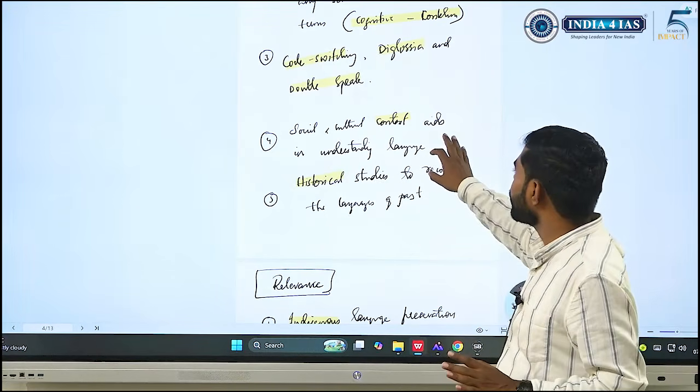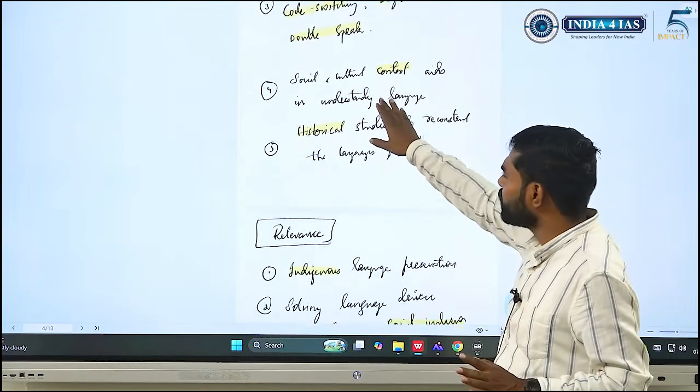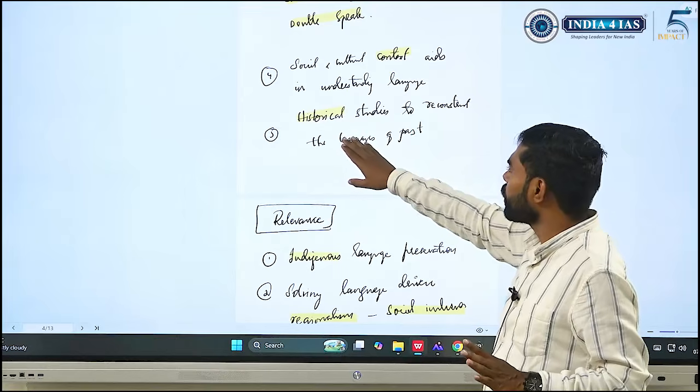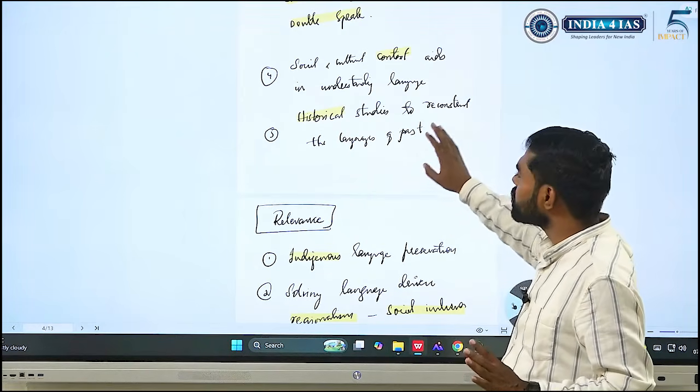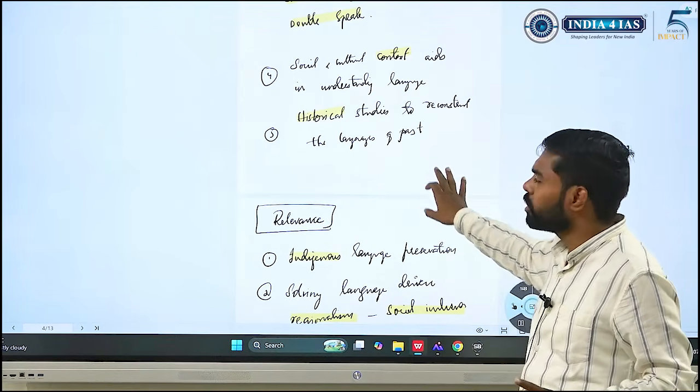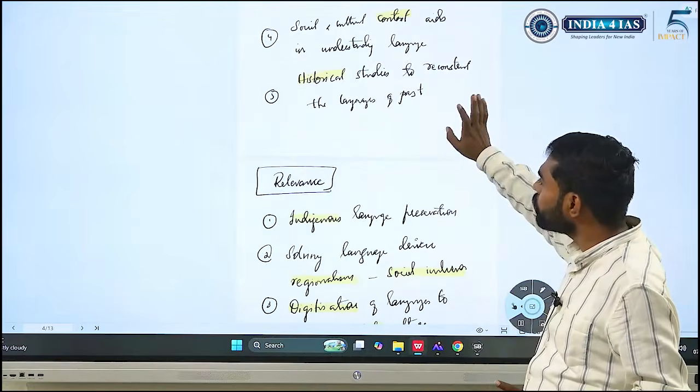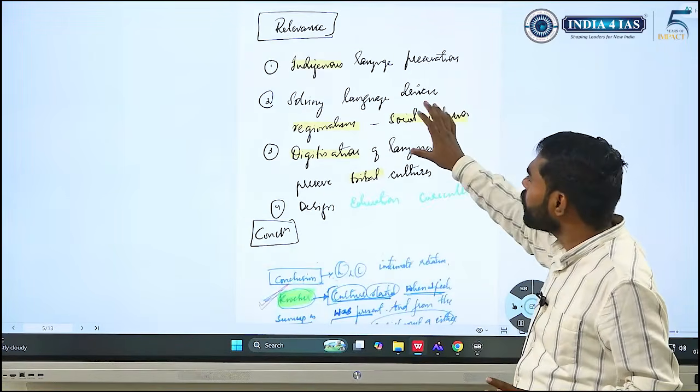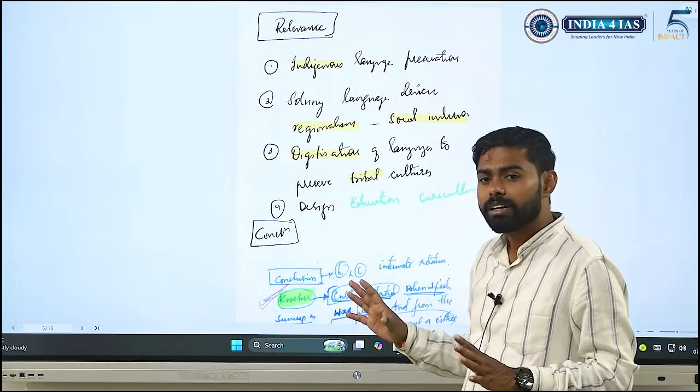Social and cultural context aids in understanding language. This is a very generic point which we should try to avoid. Historical studies reconstruct the languages of the past. So this is how sociocultural anthropology is related to linguistics. And then I add relevance. This is my other dimension.